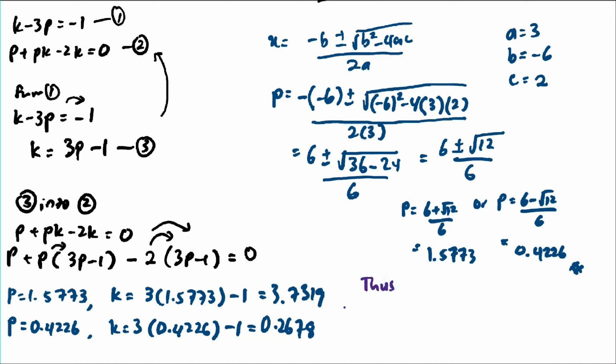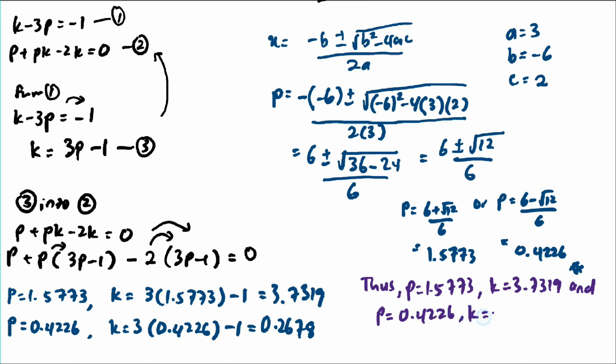So just put the pairs here, p and k. When p is equal to 1.5773, k is equal to 3.7319, and p is equal to 0.4226, k is equal to 0.2678. These are the solutions to this simultaneous equation.